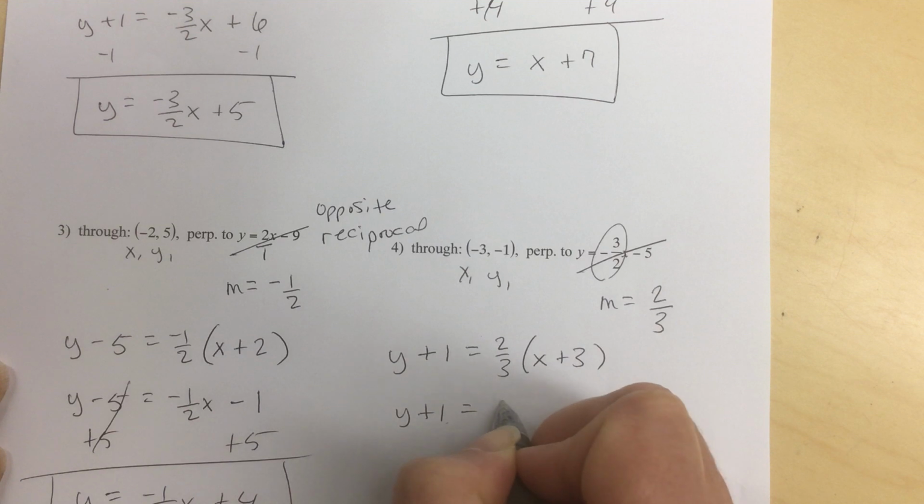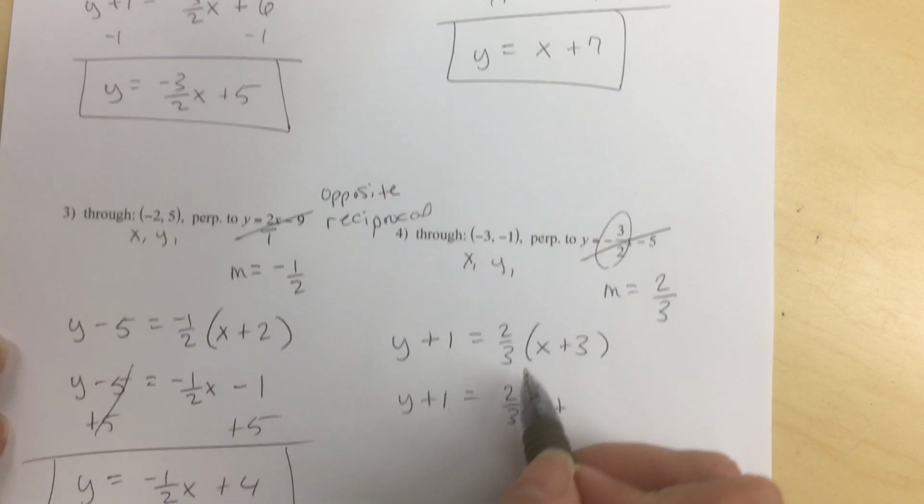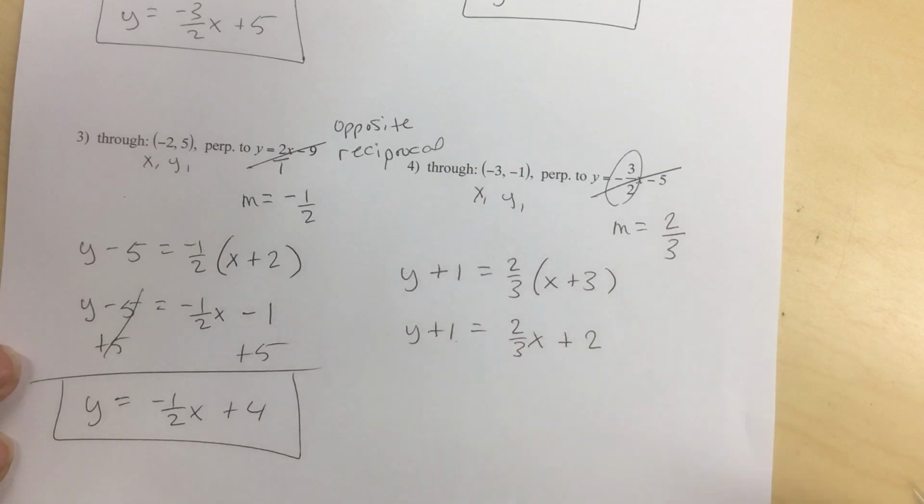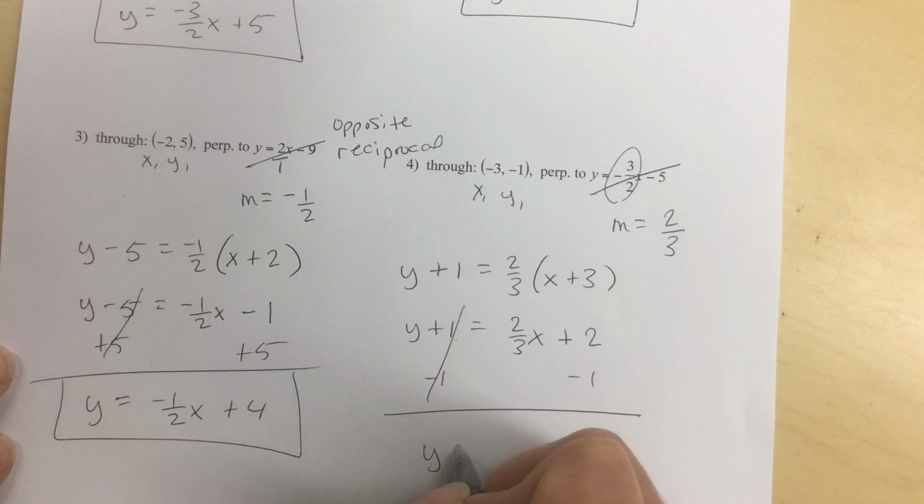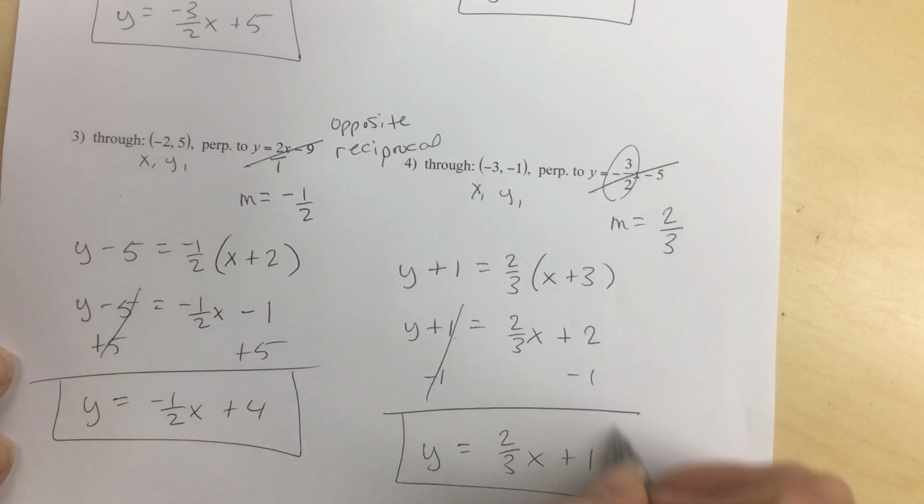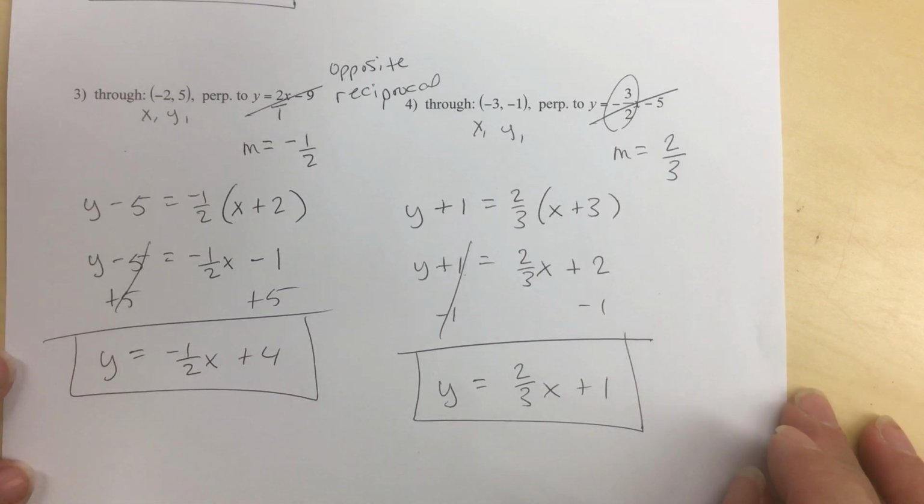Y plus 1 is 2/3 x, plus 3 divided by 3 is 1. 1 times 2 is 2, so 2. -1 minus 1, y is equal to 2/3 x plus 1. So hopefully that gives you a little bit of review and helps you with finishing your homework.